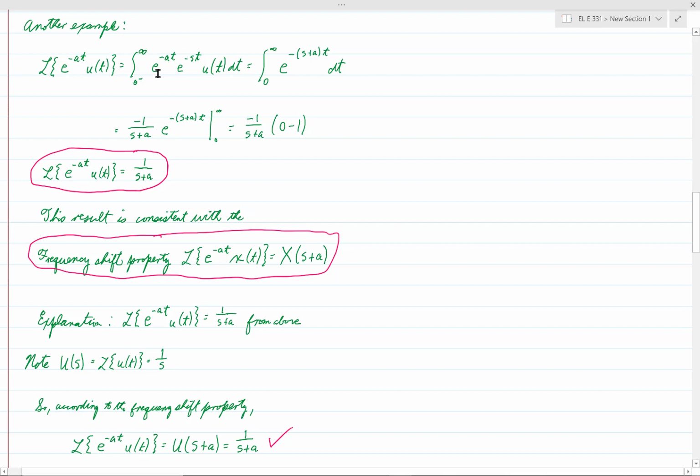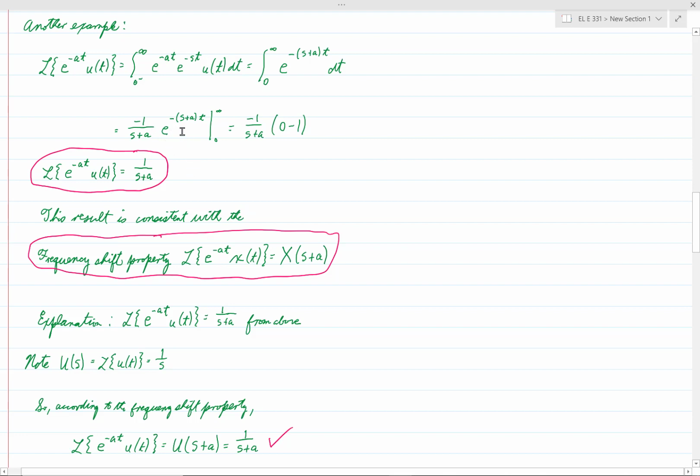And we can group together the e to the minus at and e to the minus st as e to the minus quantity s plus a, t. And as usual, u of t is equal to 1 over positive values of t and 0 over negative values of t. So we can change this 0 minus to 0 and then get rid of the u of t. And now this almost has the form e to the u du, but we need a minus (s plus a) on the inside and a minus 1 over s plus a on the outside.